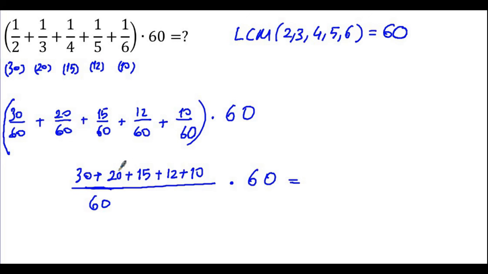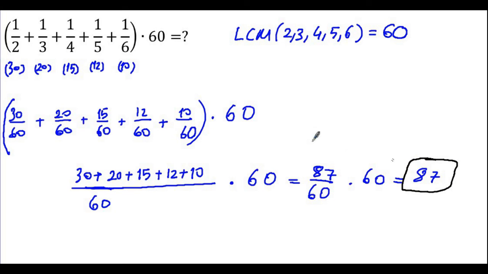30 plus 20 is 50, plus 15 is 65. So 75, 77, and 87. This is 87 over 60 times 60. So we can actually simplify these 60s, and we are going to get 87. 87 is going to be our answer. So 87 is our answer.